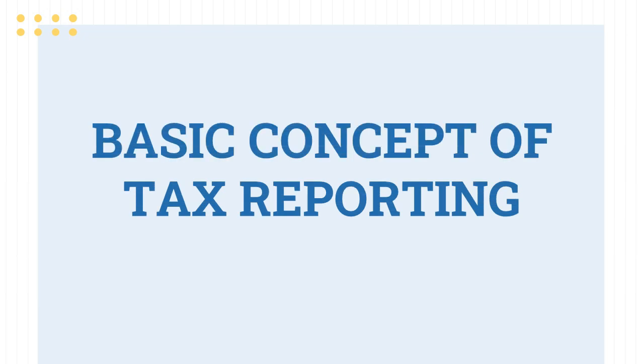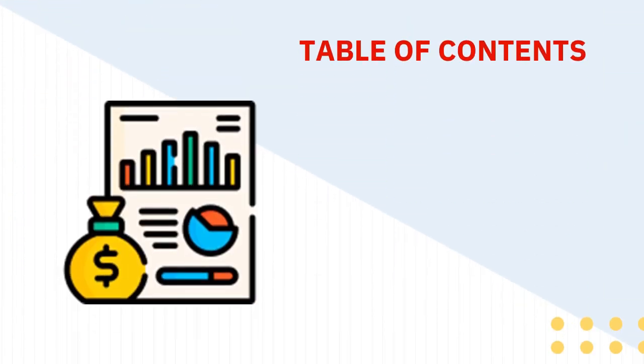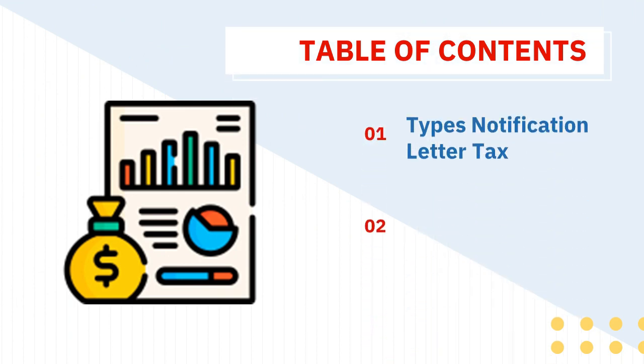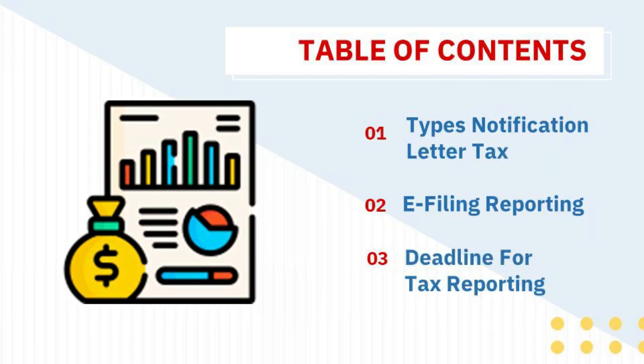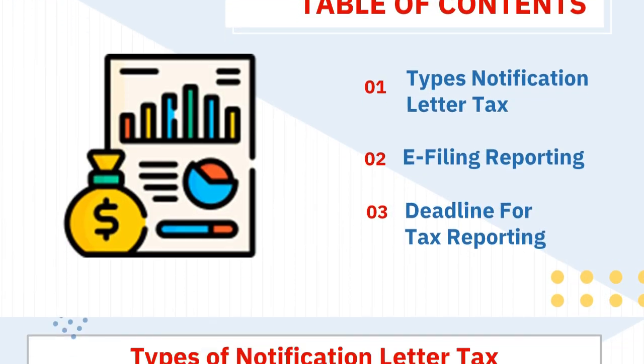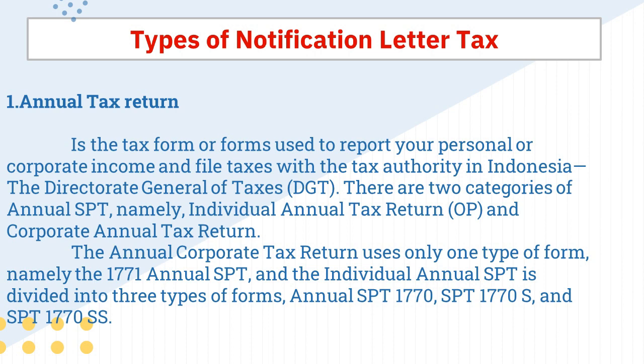Okay, we're gonna explain about the basic concept of tax reporting. There are 4 topics that we're gonna explain. The first one is types of notification letter tax, the second one is e-filing reporting, and the last is deadline for tax reporting. So, I'm gonna explain about types of notification letter tax.